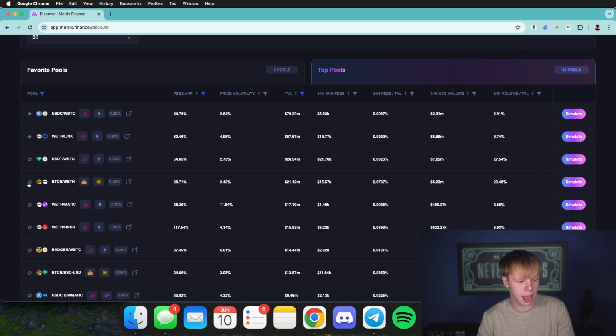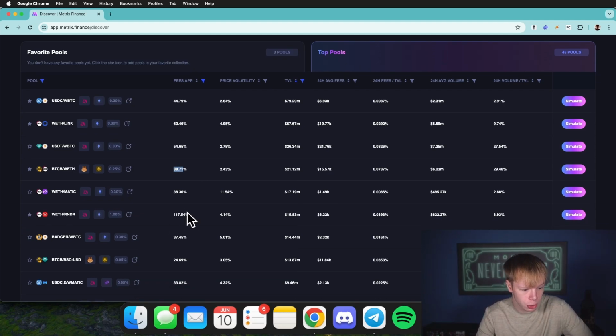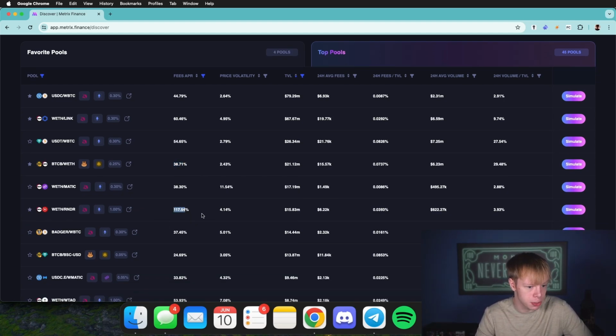I also wouldn't mind having something like BTCB to ETH, which is basically Bitcoin B, or the Binance version, to ETH. And that's basically Bitcoin that's on the Binance Smart Chain network, or BNB chain. So I'm going to go ahead and favorite that as well, because that's one that I would personally want to include in my portfolio, and 38% on a pair like that is pretty good considering these are all blue chip assets. There's also ETH Render, which looks to be killing it right now at 115% APR.